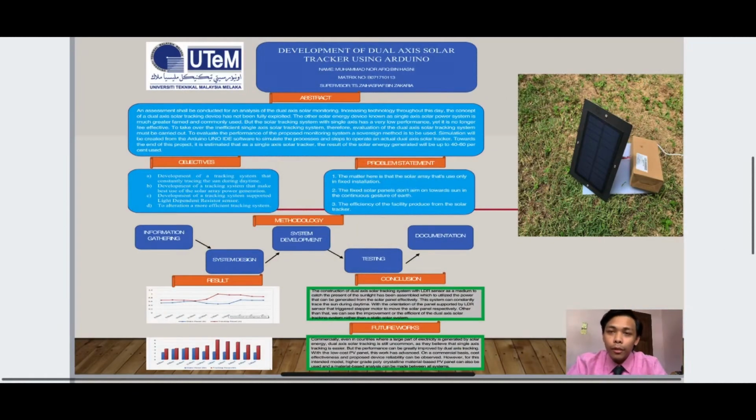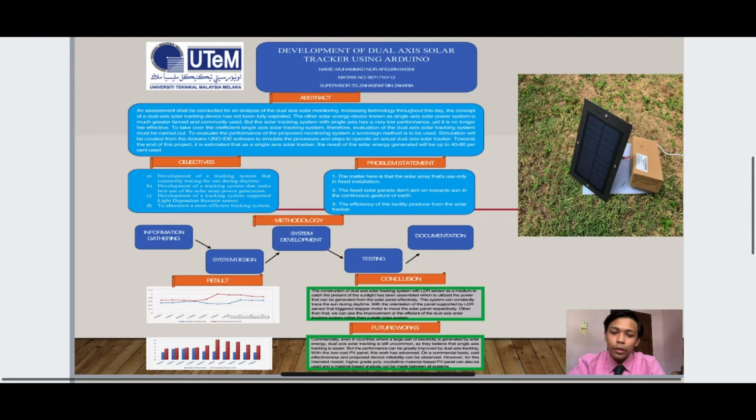The third point is the objective of this project. The objective is based on the problem statement that we have stated. To solve the problem statement, number one is the dual axis implementation for the tracking system, which is what we want to do.